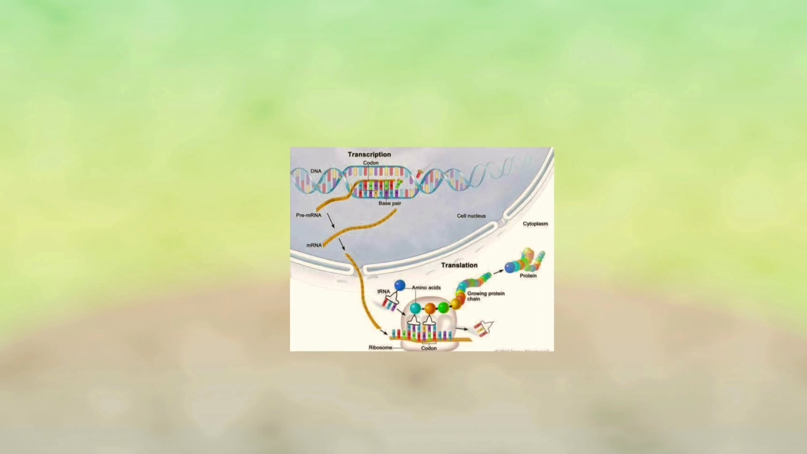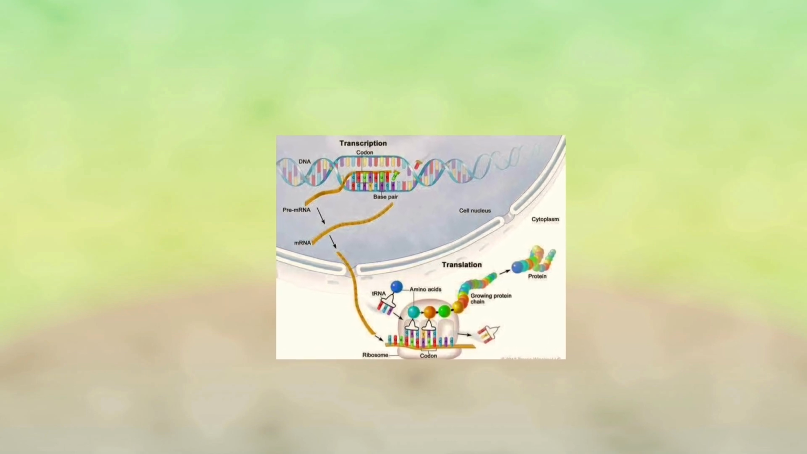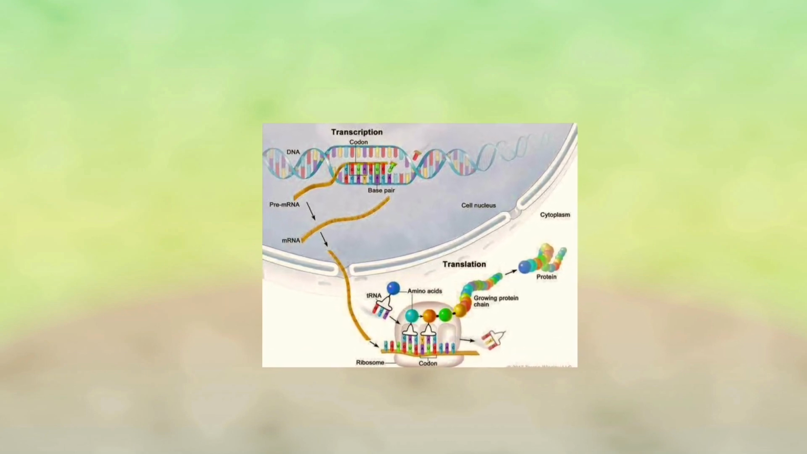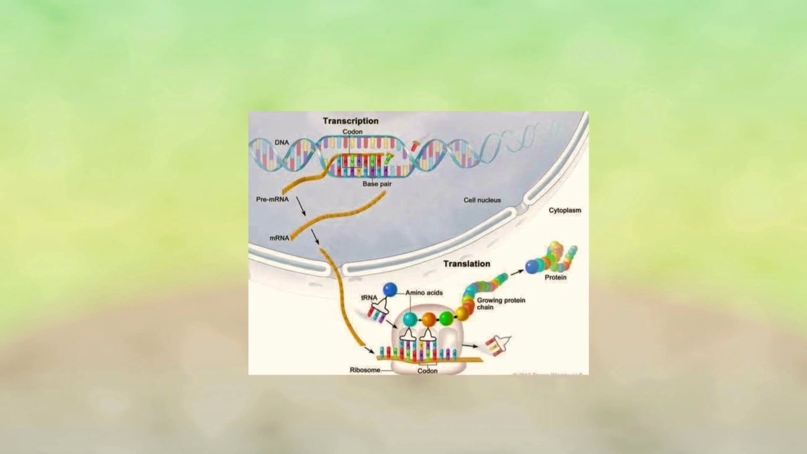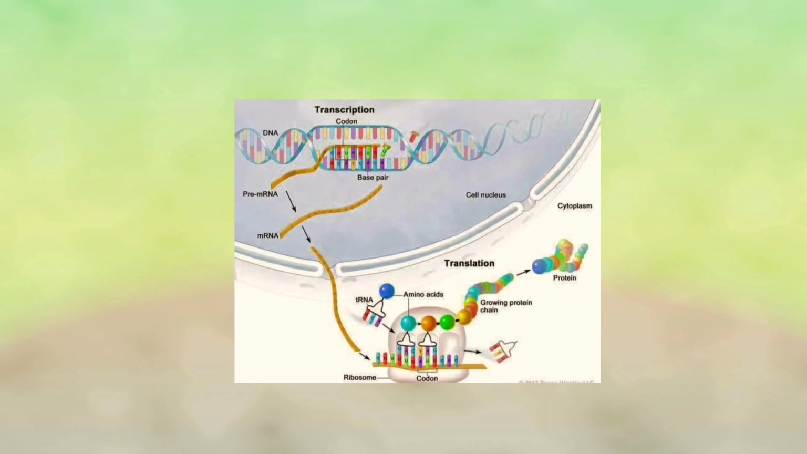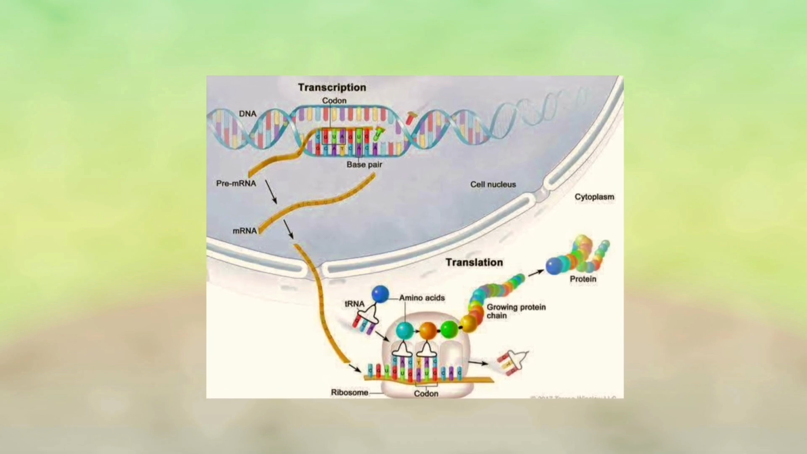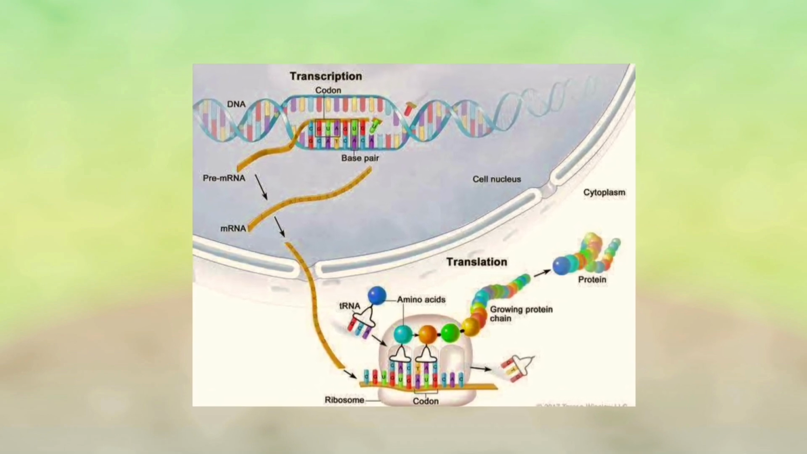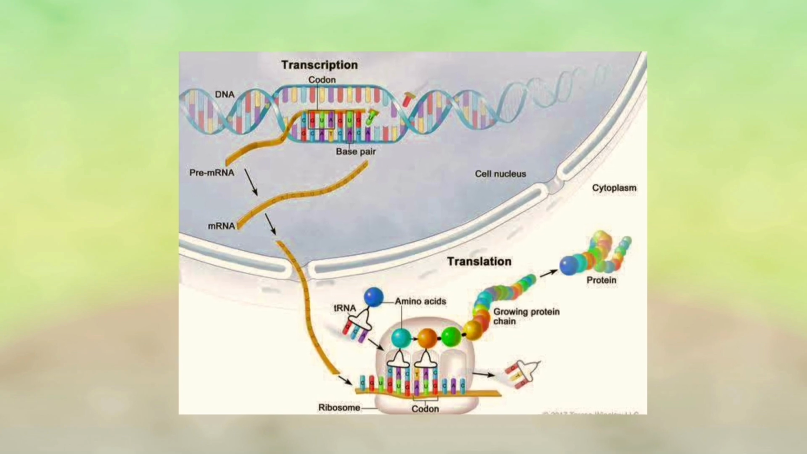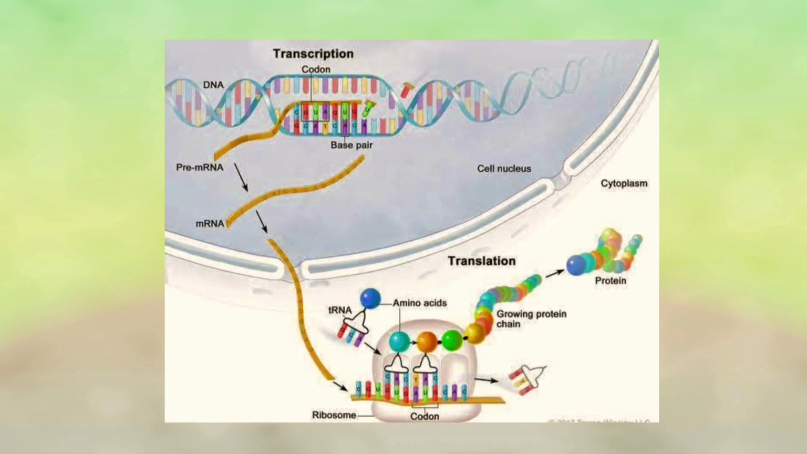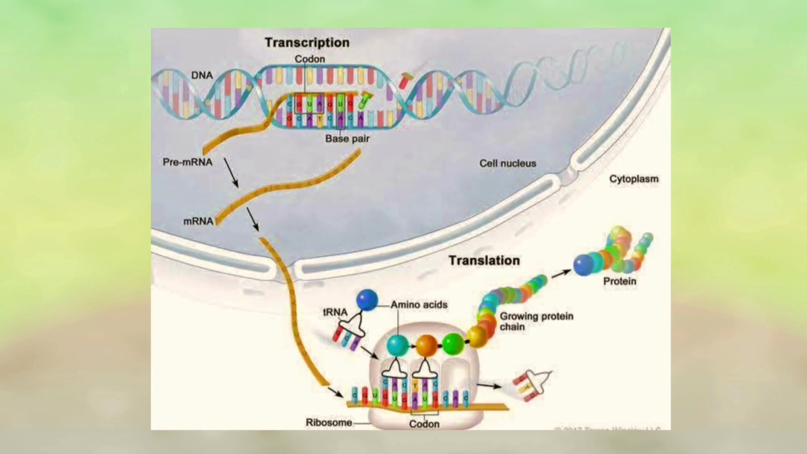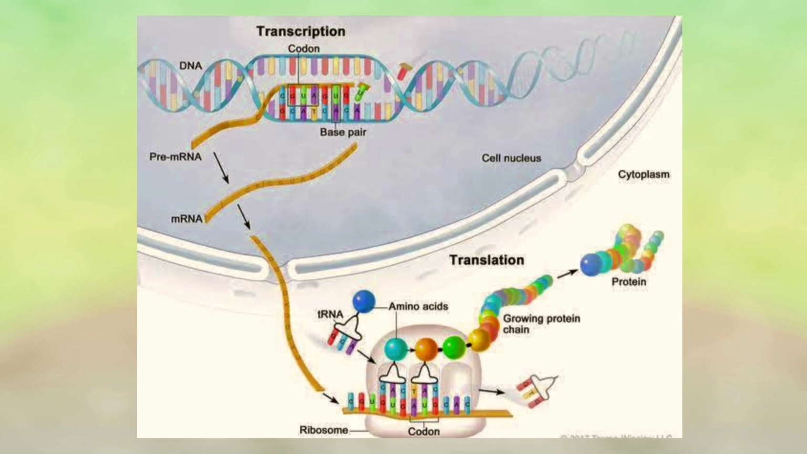Now, translation. A group of ribosomes gets attached to the mRNA. The sequence of codons in the mRNA is exposed and recognized by the tRNA. According to the sequence of bases, different amino acids are carried from the cytoplasm to the ribosomes, and with the help of rRNA, protein molecules are assembled.